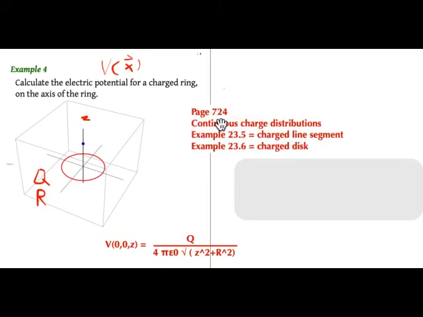This is an example where there's a continuous charge distribution. And that's in the textbook by Bauer and Westphal on page 724. They work out two examples. A charged line segment. So you have a line segment with some charge Q and length L. A charged disk. So you have a solid disk with charge Q, some area A. They don't work out this example of a ring, but this example is very easy.